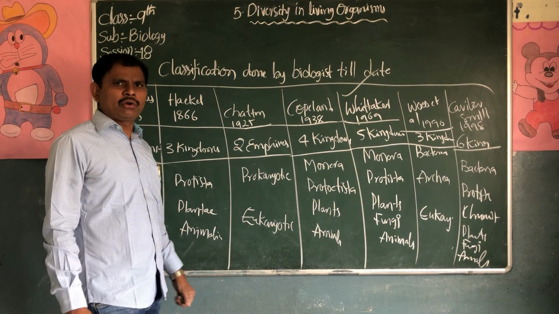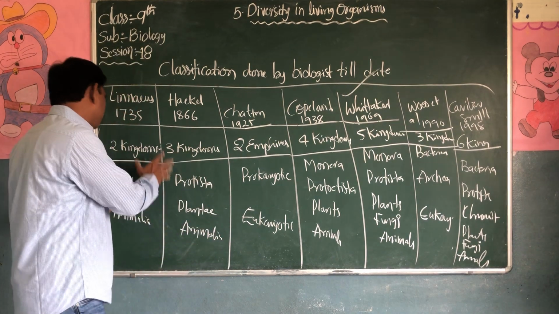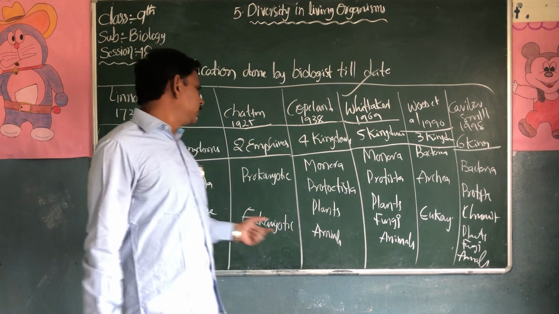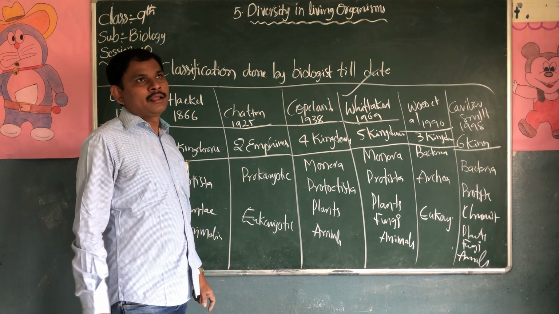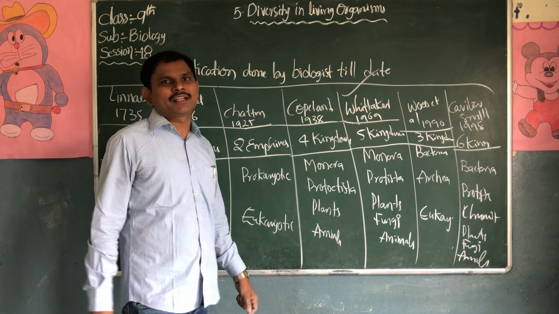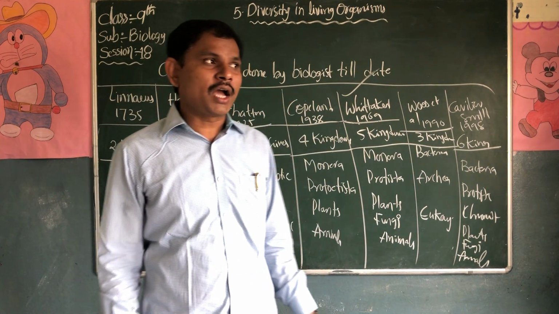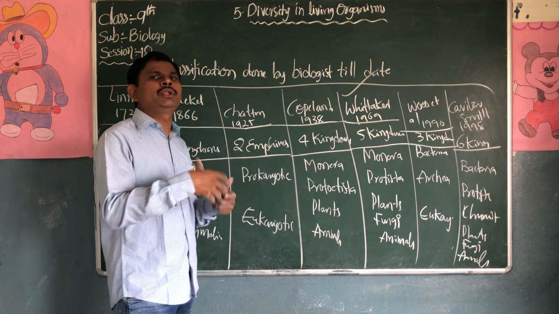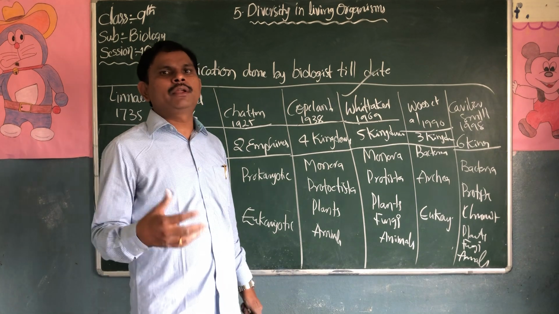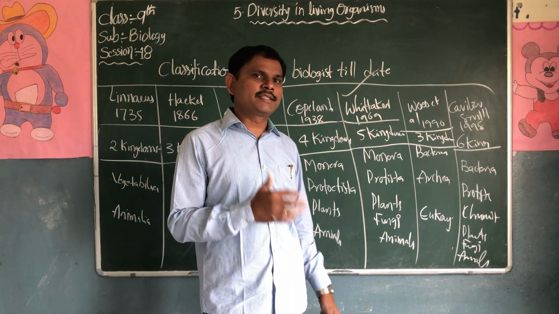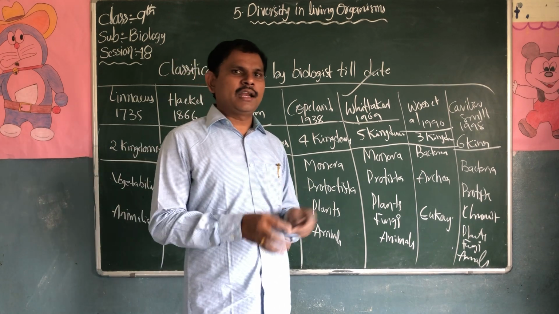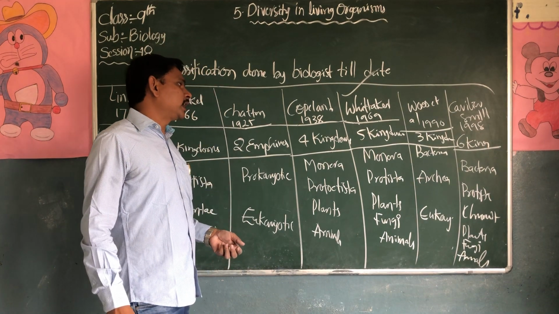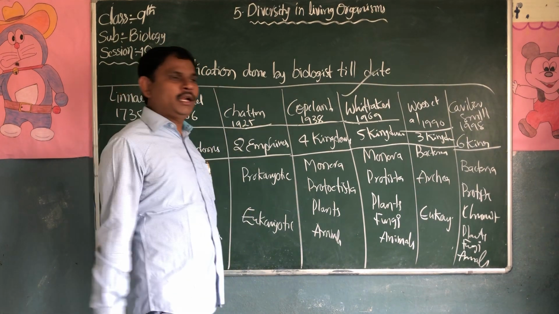Come to Chatton in 1925. He is not talking about vegetable and animalia. He gave 2 empires: one is prokaryotic organism, another one is eukaryotic organism. What is prokaryotic? What is eukaryotic? Eukaryotic has a nucleus, prokaryotic does not have a nucleus in its body. If a nucleus is there, it's one empire. If a nucleus is not there, it comes under another empire. He divided 2 empires.